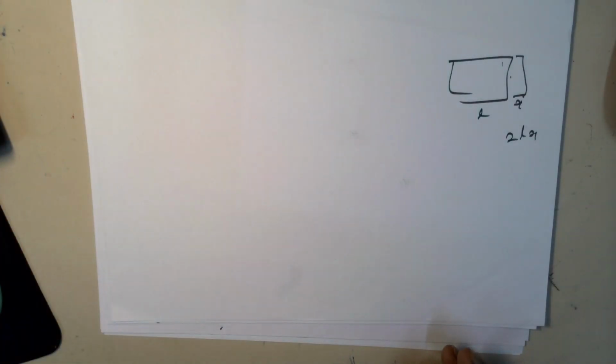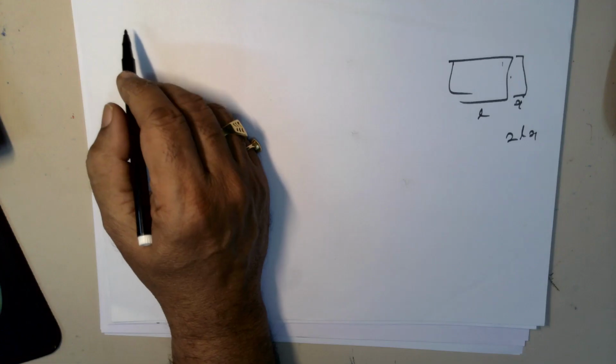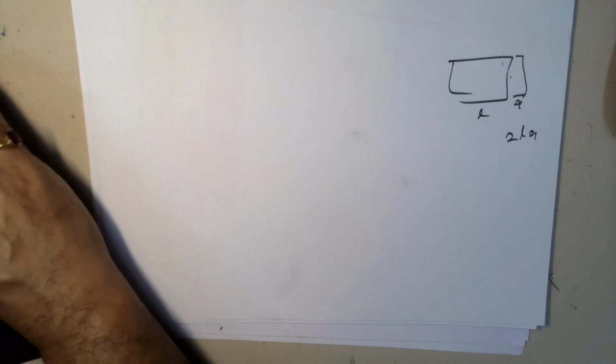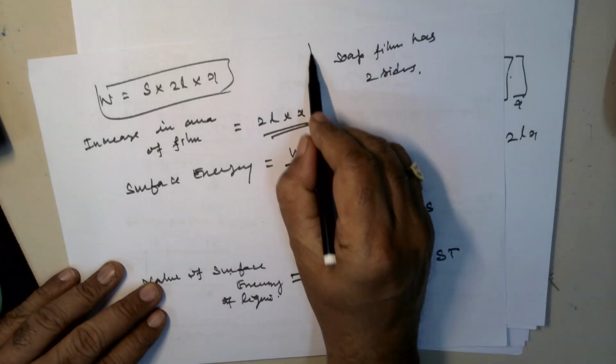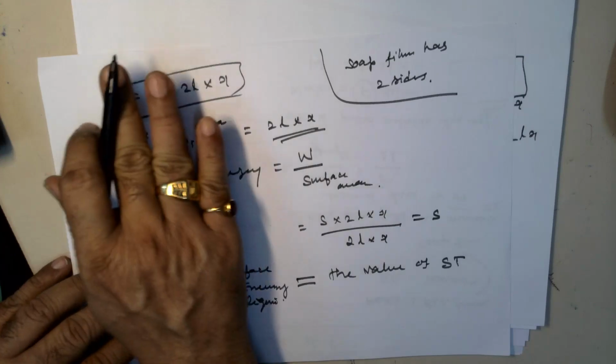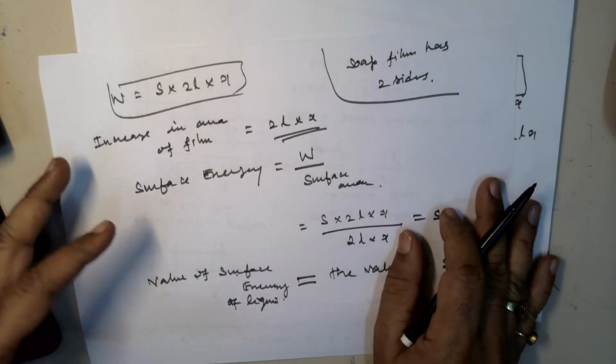Now, angle of contact. Here I have mentioned that a soap film has two sides, this side and the beneath, top and bottom.